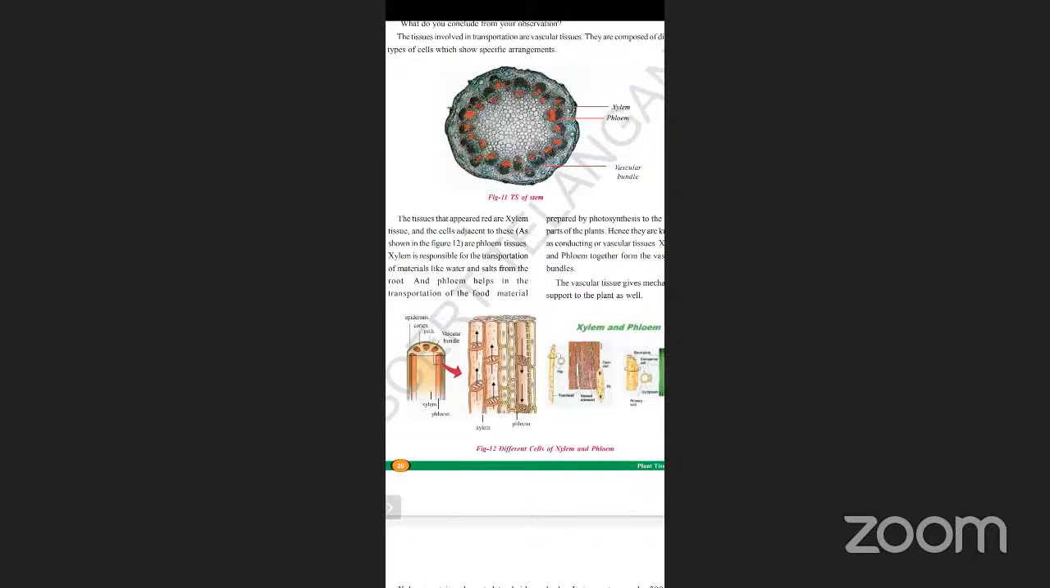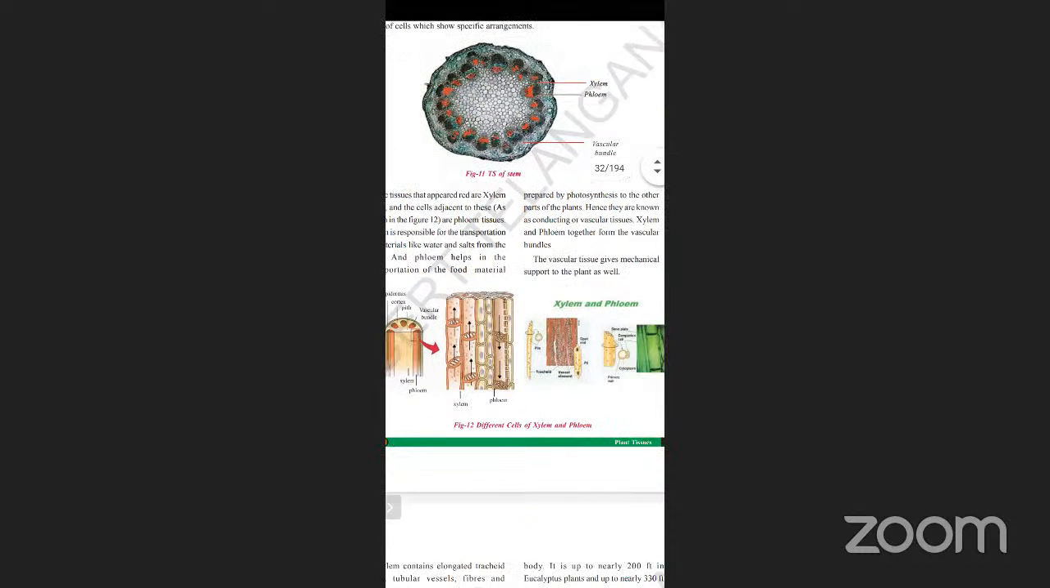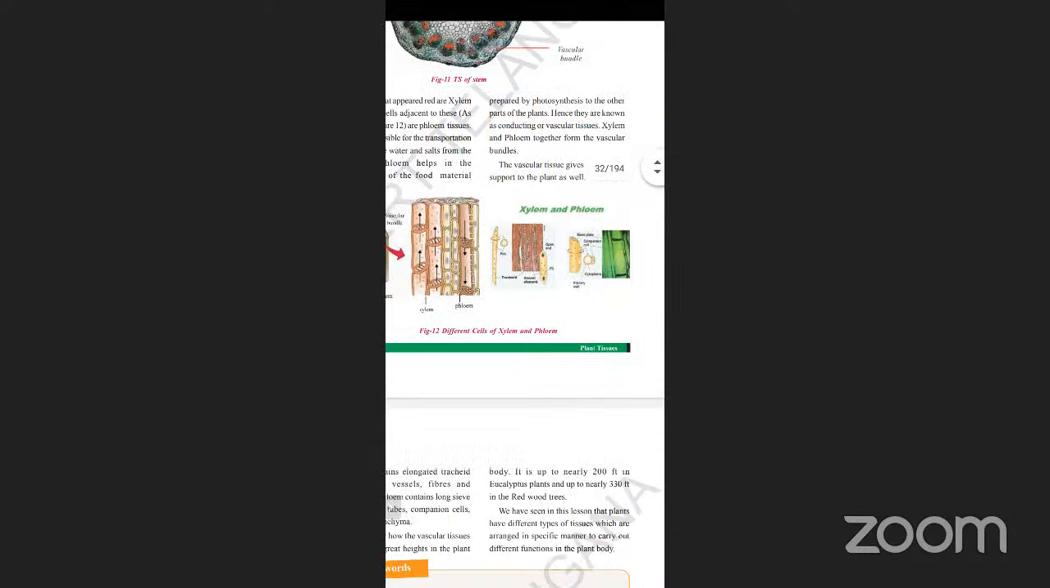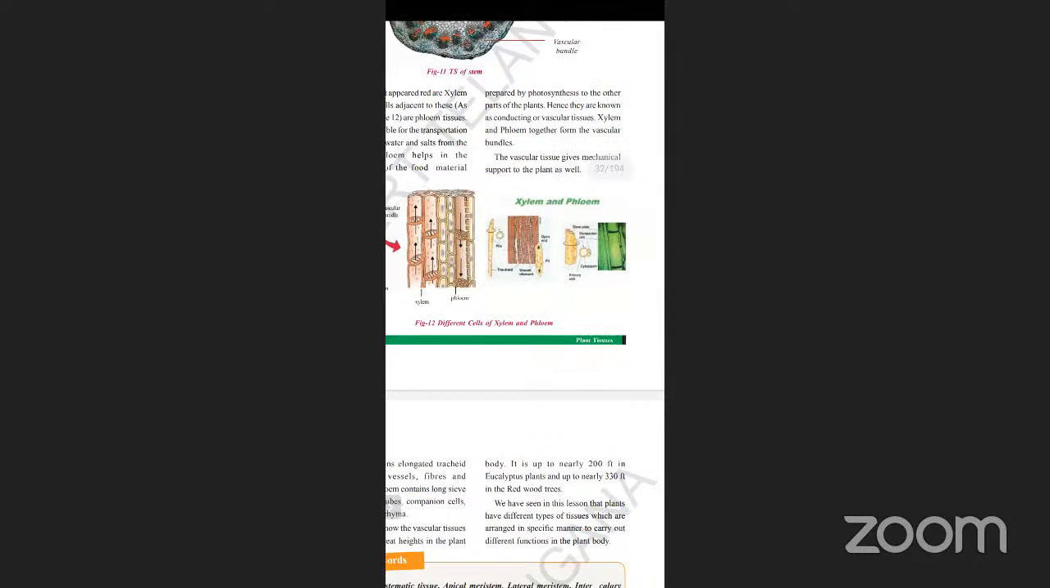And phloem, food. Phloem is responsible for transportation of food material prepared by photosynthesis to the other parts of the plants. Hence, they are known as conducting or vascular tissues. Here, conduction is taking place in the vascular tissues.